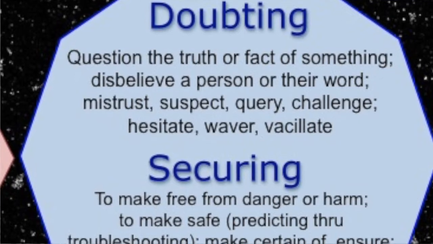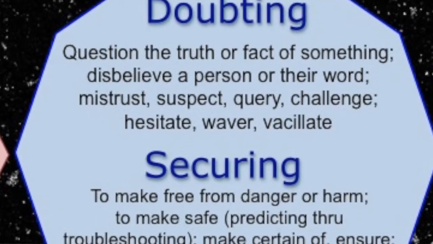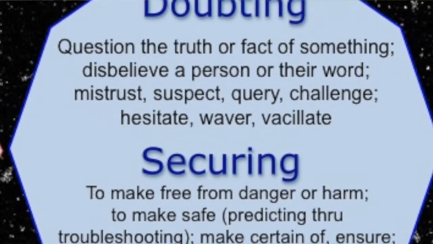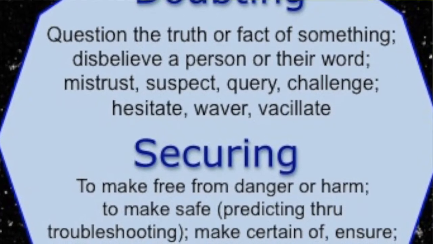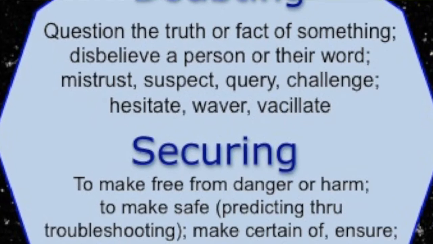This projecting and scapegoating relates to the second cognitive fixation of securing: to make free from danger or harm, to make safe, and I'm including predicting through troubleshooting, to make certain of, to ensure. This habit of making things free from danger or harm relates to the core movement of the 6, which is an attempt to secure reality. It's an attempt to find some ground in this state of groundlessness, something that we can rely upon. What's the truth at the heart of the matter?